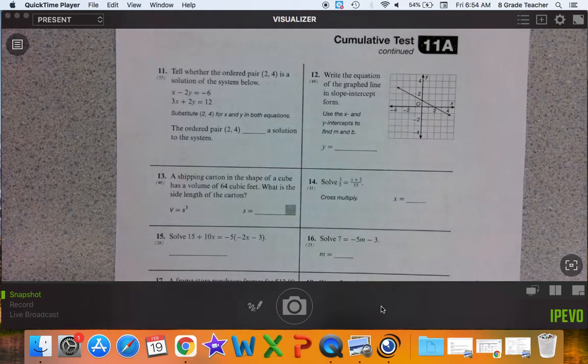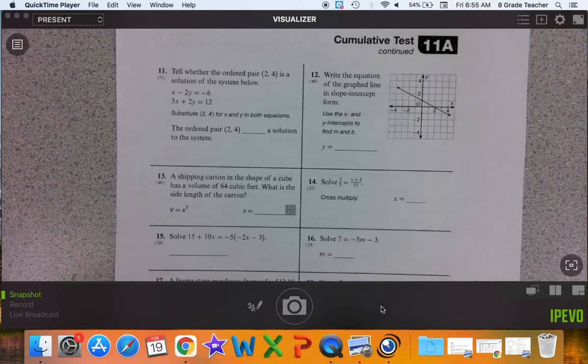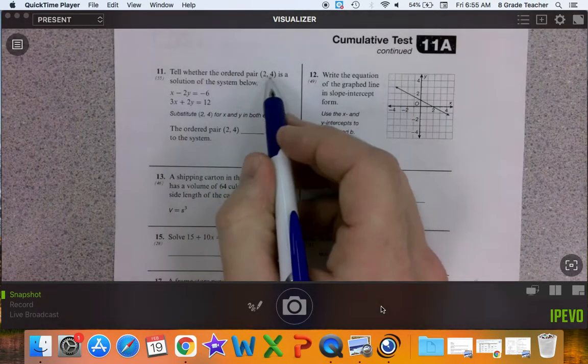Number 11, tell whether the ordered pair 2, 4 is a solution to the system of equations below. X minus 2y equals negative 6, and 3x plus 2y equals 12. So it asks us to substitute the 2 and the 4 into both equations.